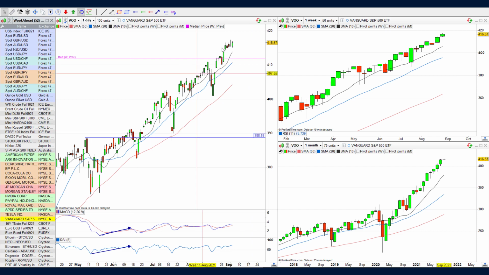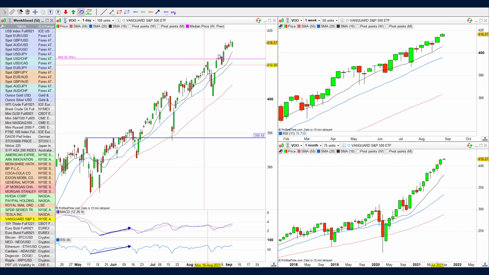Vanguard here also having had a really, really good run. It looks like it's just due a little bit of a healthy correction, coming back down towards that 411.80 mark. It would be nice and healthy for it to do that and then take a continuation to the upside. Aside from that monthly overextension, there's no other signs of weakness in this chart.